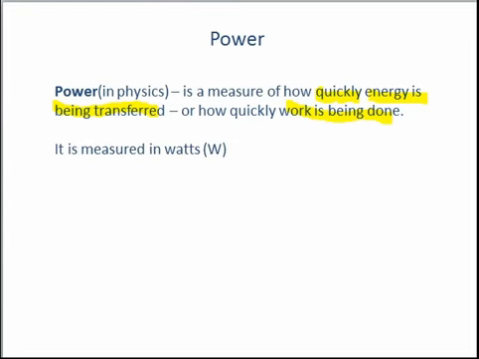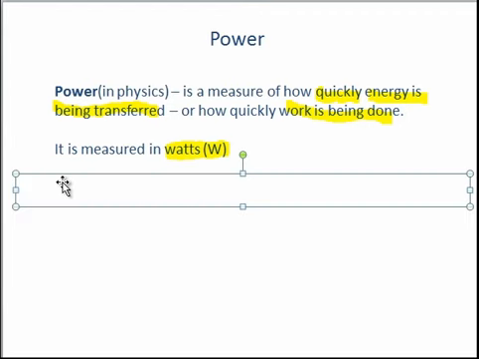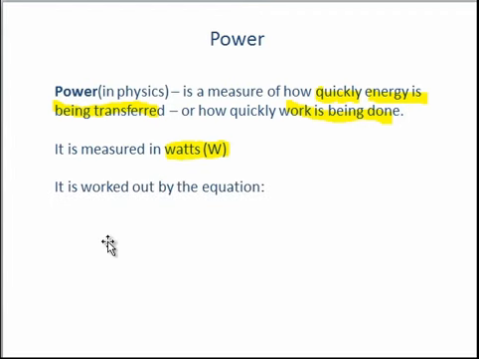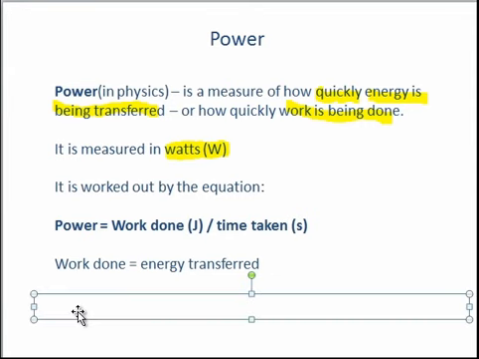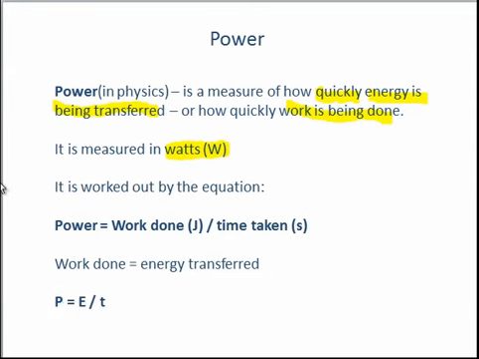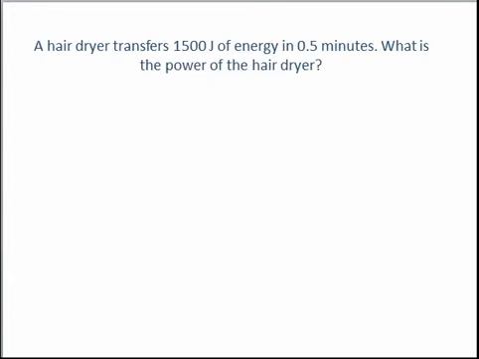It's measured in watts, so usually when we're talking about power in physics, we will be referring to electrical instruments. And it's also worked out by a particular equation. This equation is work done in joules divided by time taken in seconds, and power is measured in watts. And we can summarize this equation into P equals E divided by lowercase t. So power, energy, time taken.